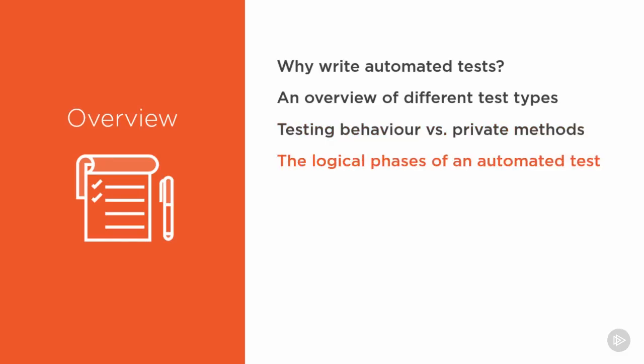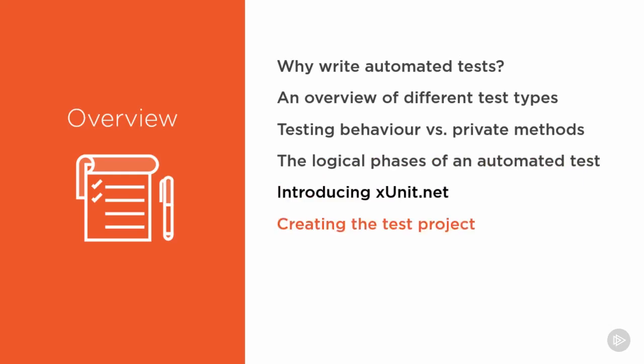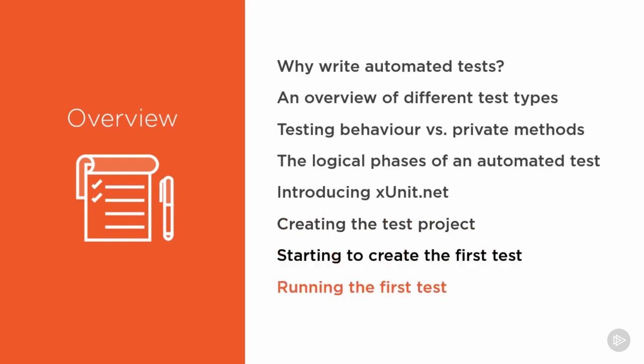We'll learn about the 3 logical phases of an automated test, and then we'll start to introduce XUnit.net itself. We'll learn how to create a new XUnit.net test project, both at the command line and in Visual Studio, and we'll then go and start to create our first test. Finally, we'll learn how we can execute tests using the .NET command line interface or using Visual Studio's Test Explorer. So let's kick off this module by learning why we might want to write automated tests in the first place.